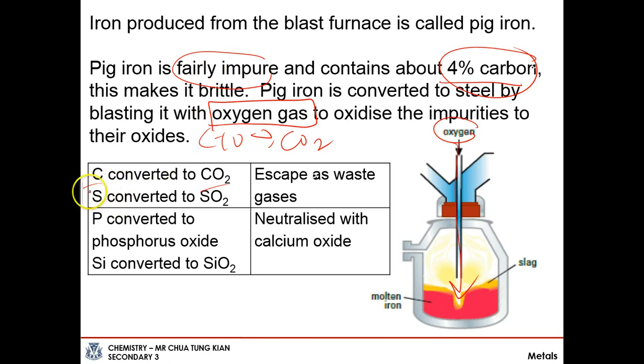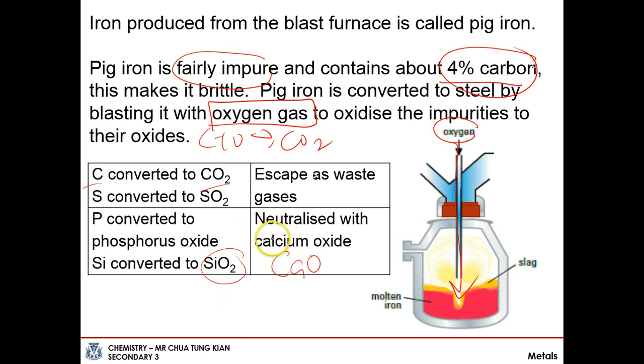At the same time, sulfur that is present in the iron also burns to give you sulfur dioxide, and this escapes. Phosphorus in the iron is now converted into phosphorus oxide. Silicon is converted into silicon dioxide. These are acidic oxides, and they can react with your calcium oxide, which is a basic oxide, to give you slag and other substances.